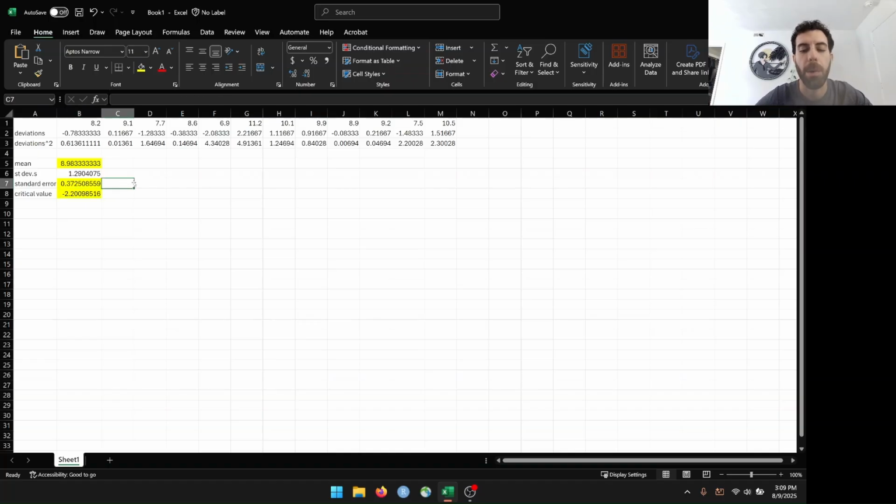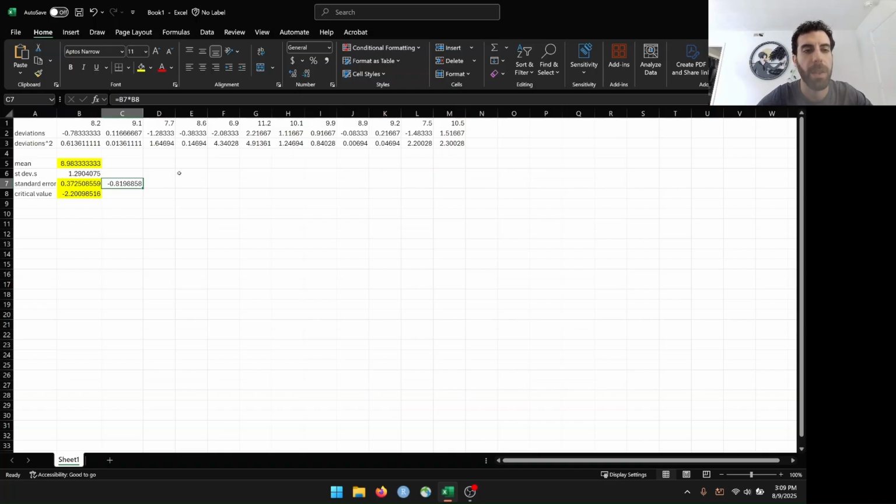So now to get our margin of error, we simply multiply these two things, and we've got our margin of error. I don't like the negative sign. I would write it as a positive number, but let's leave it as negative because it's not going to matter anyway. Now to get our lower bound, we're going to take our mean.